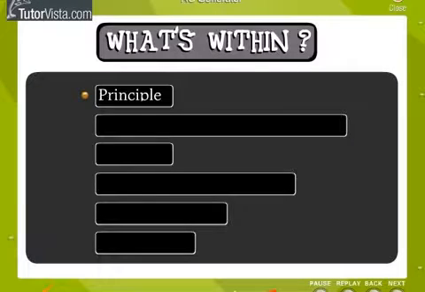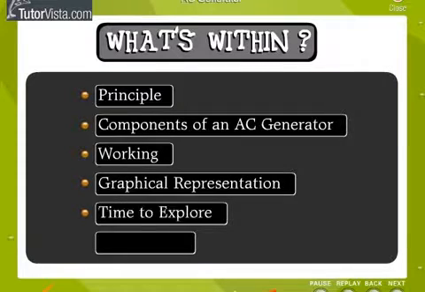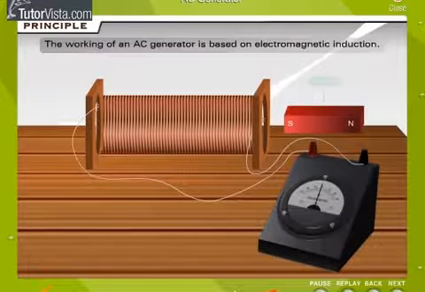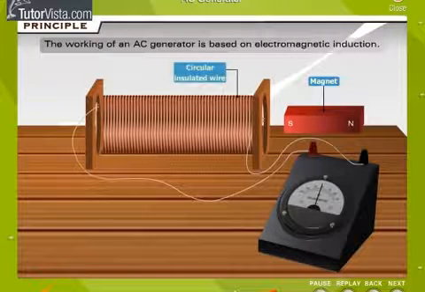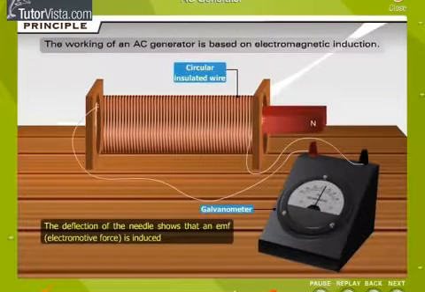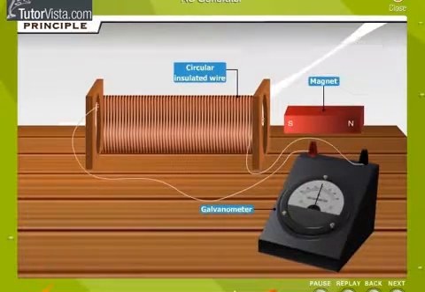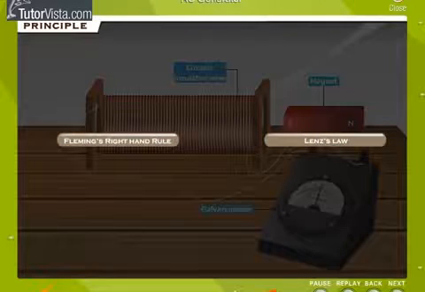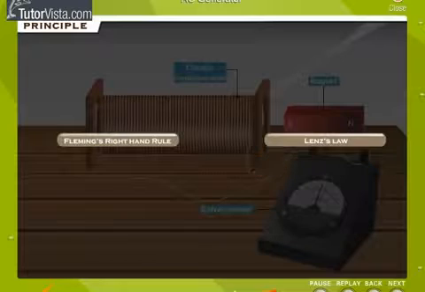What is within? Listed here are the contents of this module. The working of an AC generator is based on electromagnetic induction. That is, whenever the flux passing through a circuit changes, an EMF is induced in it and a current begins to flow. The direction of induced EMF is given by Fleming's right-hand rule or Lenz's law.